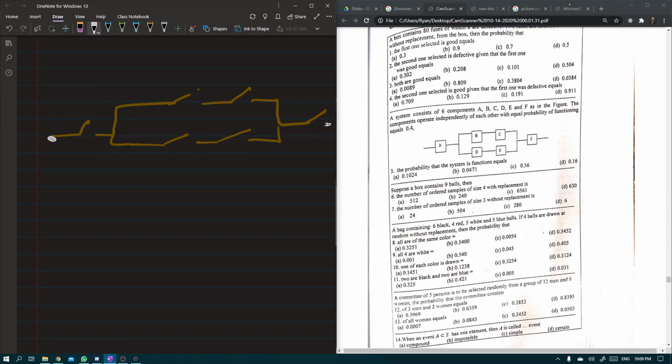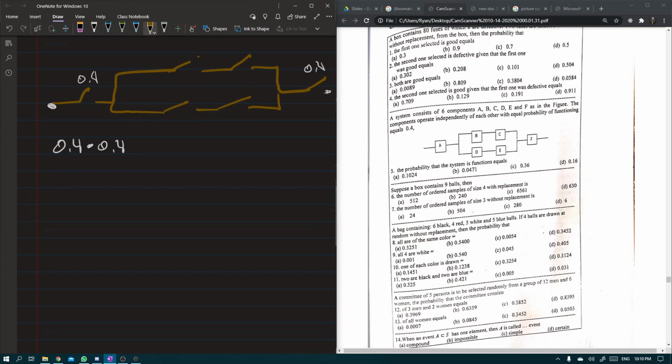So now we want either it stops here. If this is broken, for sure the circuit is broken. If it's broken from here, for sure the circuit is broken. So the probability of it functioning is 0.4 over here. So 0.4 times 0.4. This is broken. This works, 0.4. This works, 0.4. Then we want to find all this. Now we want to find the probability of all this working.